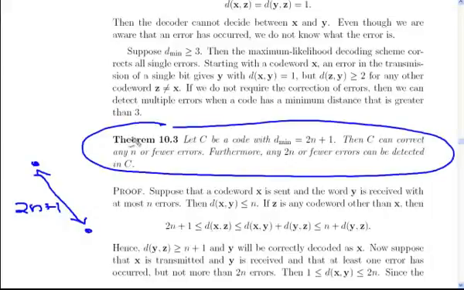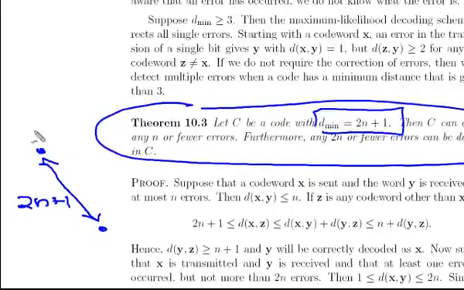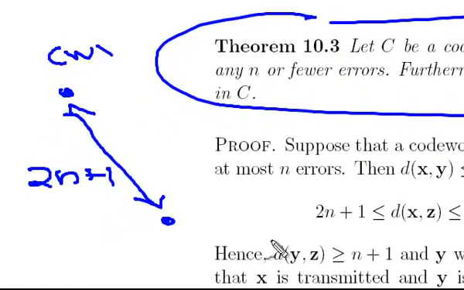Okay, so I was talking about Theorem 10.3 about why, if a code has a minimum distance 2n plus 1, why can I correct n or fewer errors? Well, here we have code word 1. Here we have code word 2. And it takes 2n plus 1 errors to change one code word to the other. Now, there's a dividing line here.